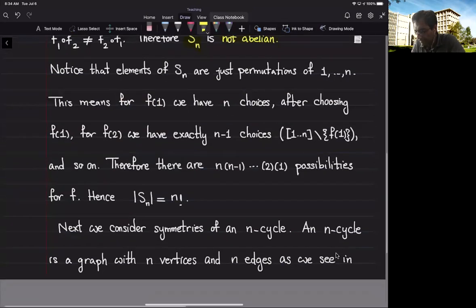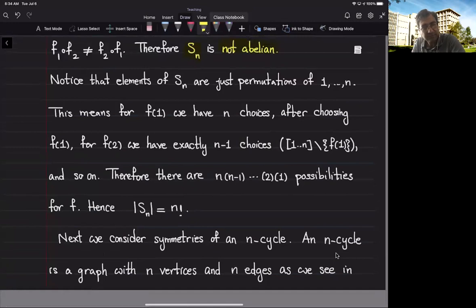Okay, now let's see how many elements the symmetric group, the nth symmetric group, has. Every element of S sub n is essentially a permutation of the elements 1, 2, up to n. We are looking for bijections from this set to itself. Now, how many possibilities do we have for f of 1? Okay, f of 1 can be any of these numbers 1 to n. So f of 1 has n possibilities.